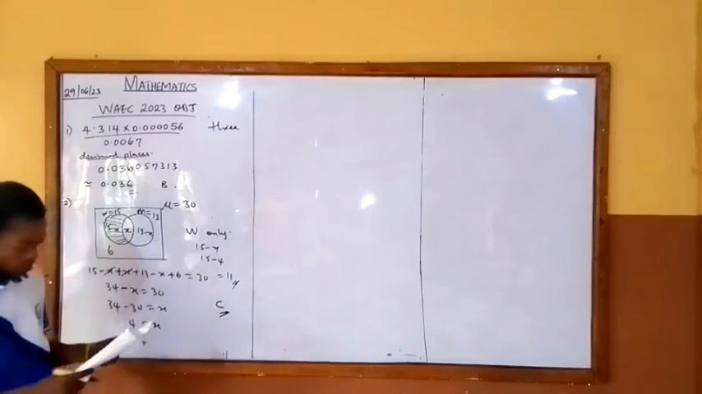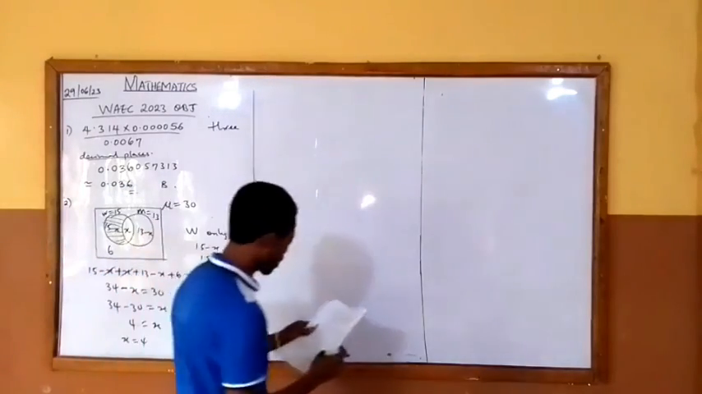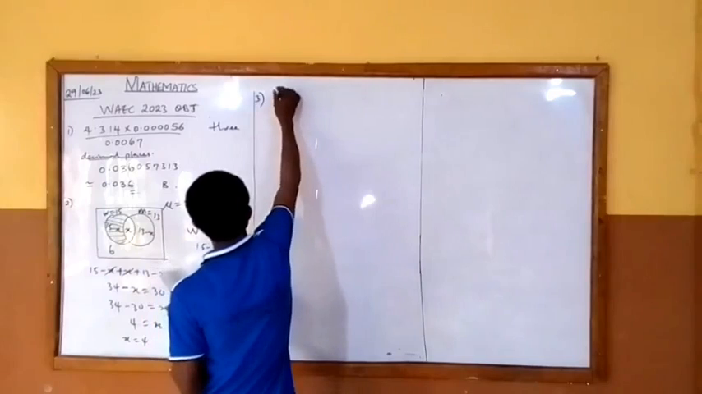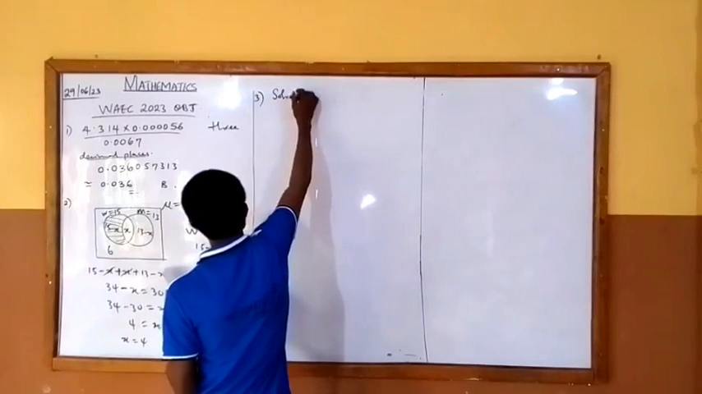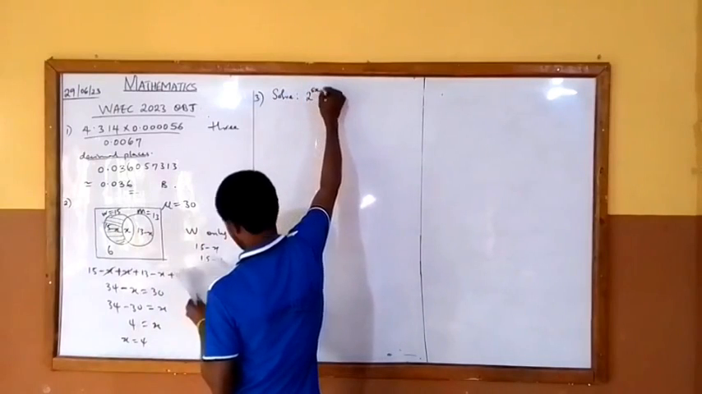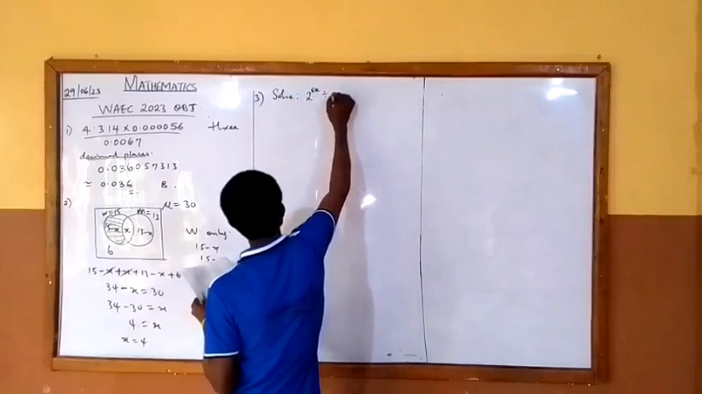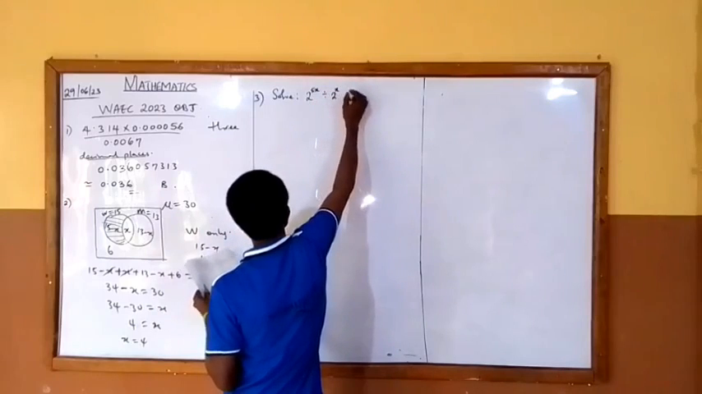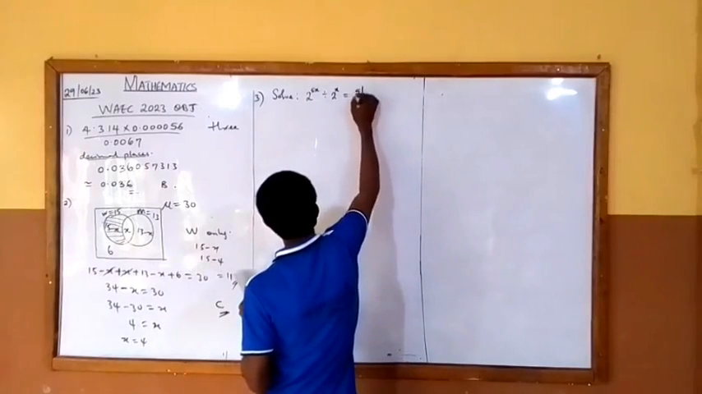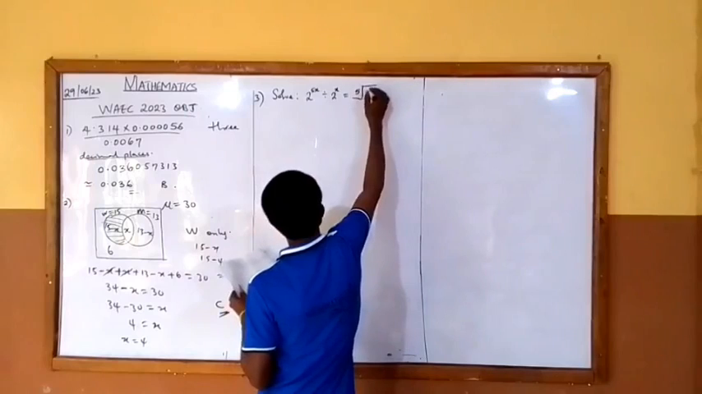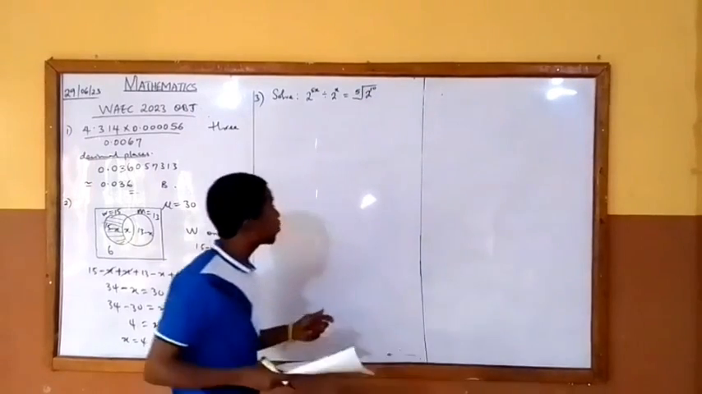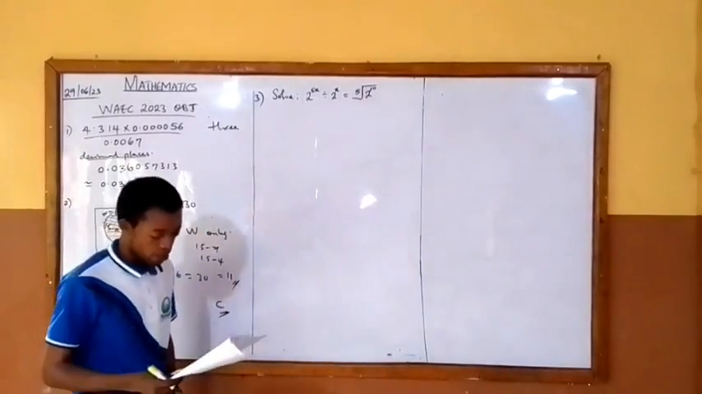So number 3 of the WAEC question, they said solve 2 raised to power 5x divided by 2 raised to power x equals the 5th root of 2 raised to power 10. So here WAEC wants to test your idea of indices.